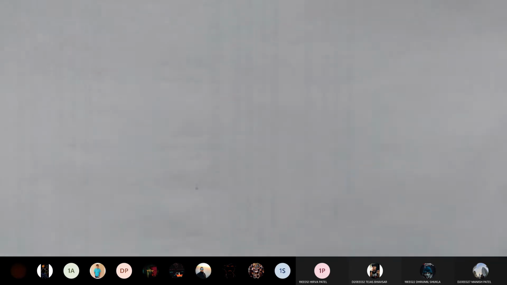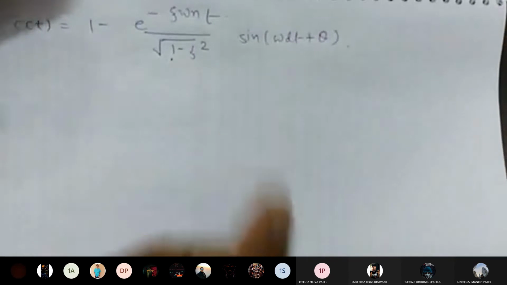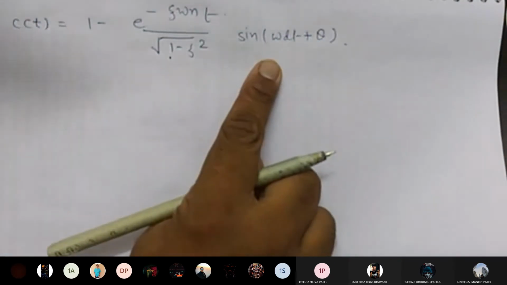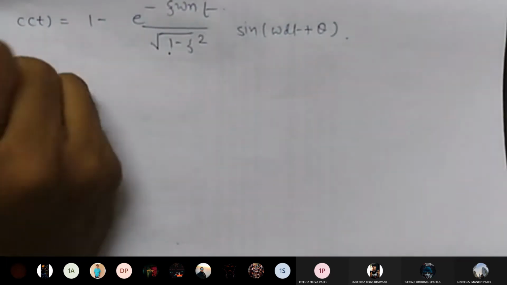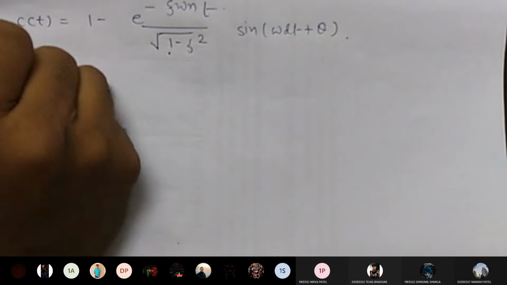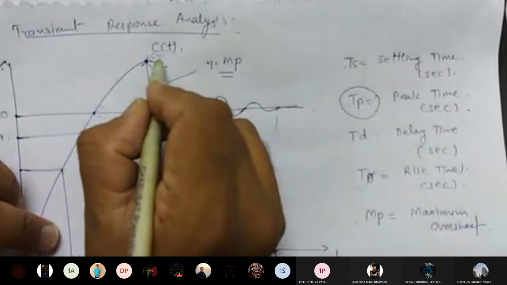So what is our formula? Which formula do we have in a second order system? You will have to remember this every time. C(t) is equal to 1 minus e raised to minus zeta omega n t, divided by under root 1 minus zeta square, into sin(omega d t plus theta). This we have derived in the last topic, and it is very useful in further exams. We want to find out TP. At time t is equal to TP, you are finding out C of t over here.